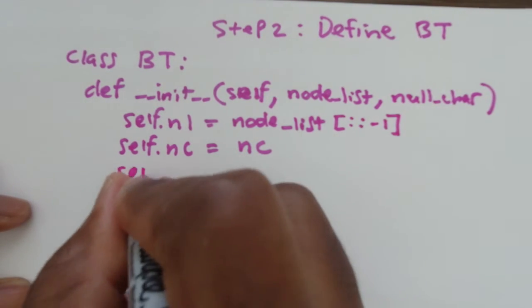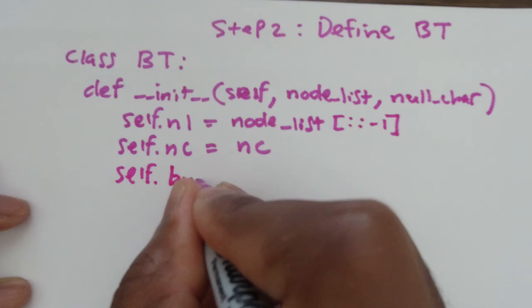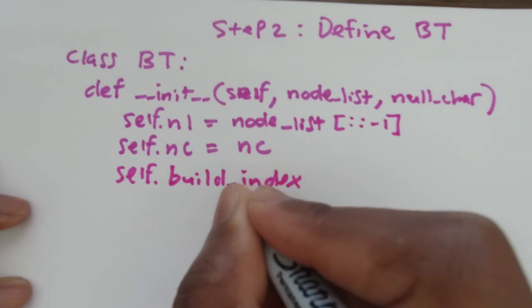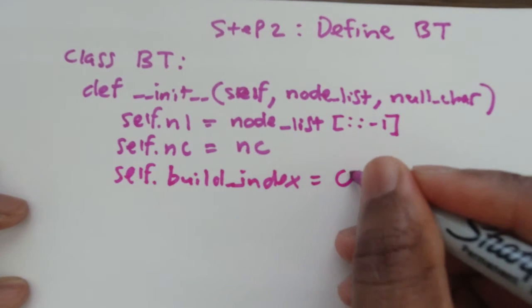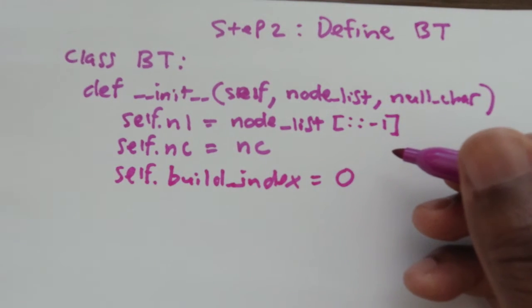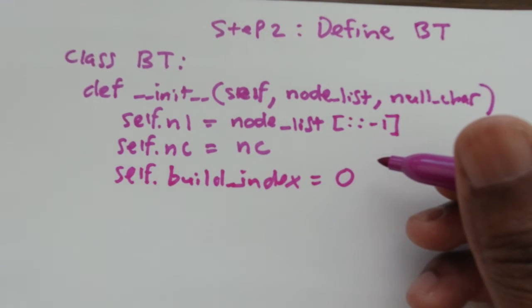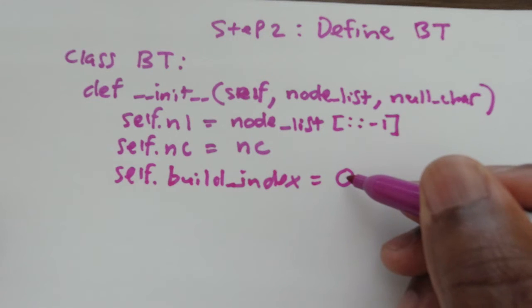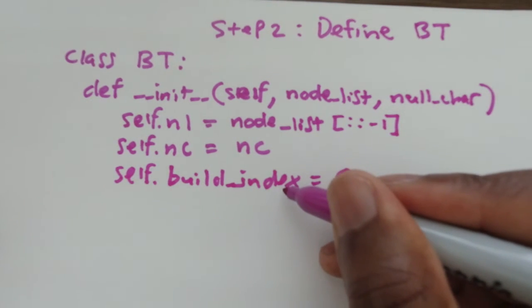Next, we need to have the build index defined. The build index is important because it helps us keep track of the current element of interest. As we're iterating through this node list, we can keep track of where we are by looking at whatever we have for this index.